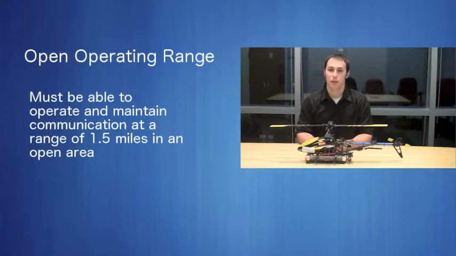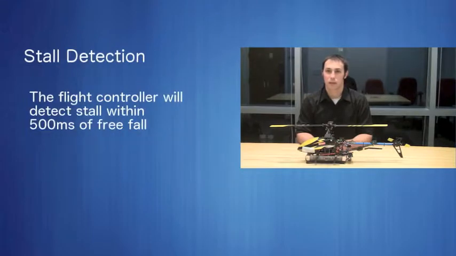The seventh engineering requirement is called open operating range. Open operating range means that we have to have wireless communication between the helicopter and the user interface of at least 1.5 miles in a line of sight situation. Unfortunately, we are unable to pass this requirement because the wireless communication modules that we purchased are unable to communicate at that distance.